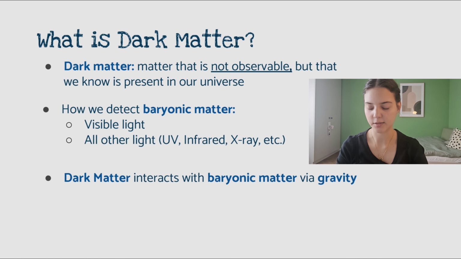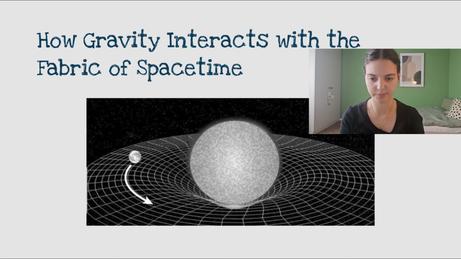And the biggest interaction that we see, how dark matter interacts with baryonic matter, is via gravity. That's mostly how we know that something is there and it exists, and we call that something dark matter because of the gravitational pull that is unexplained on baryonic matter. And dark matter explains that gravitational pull.